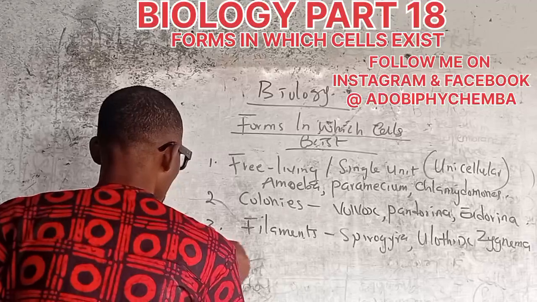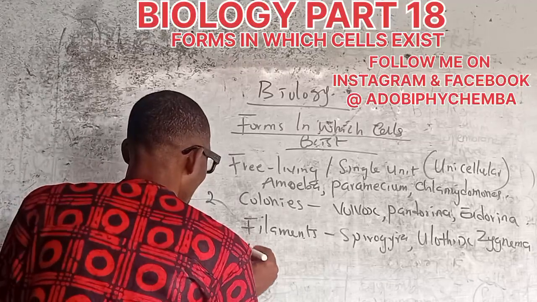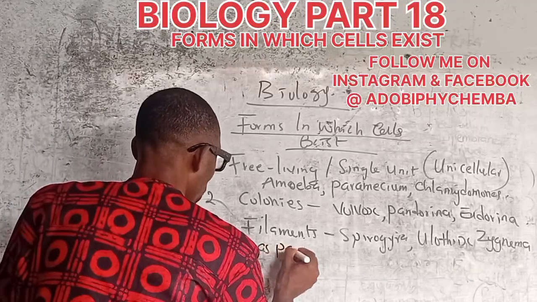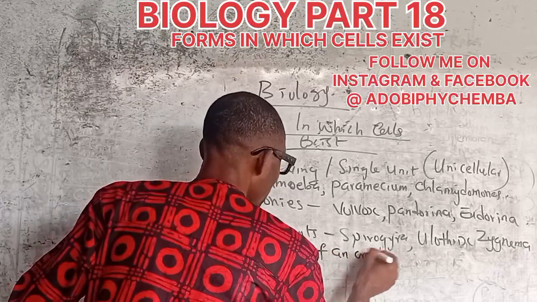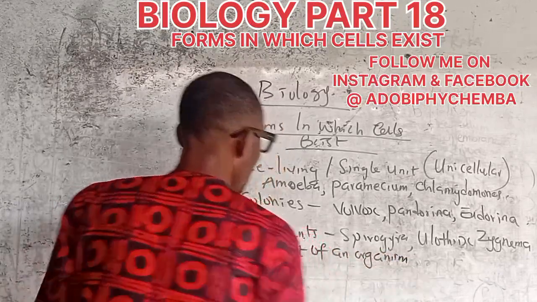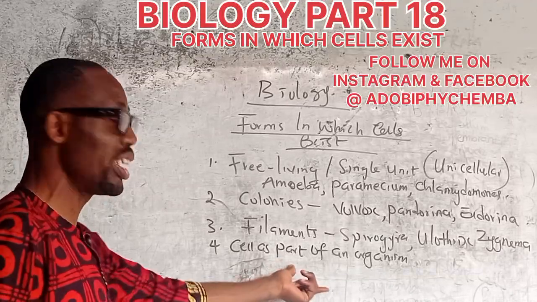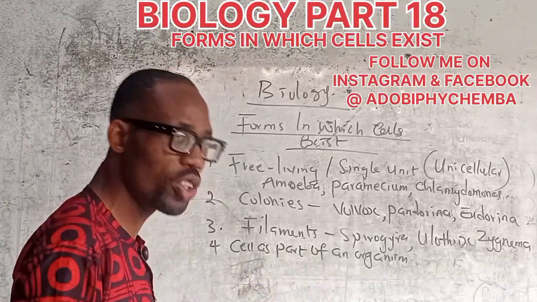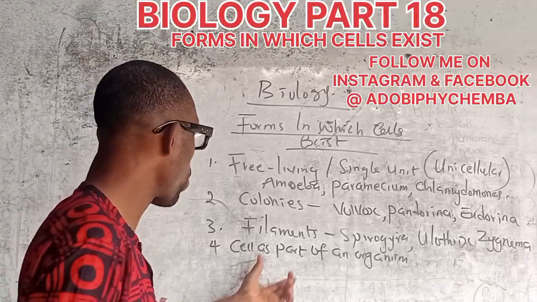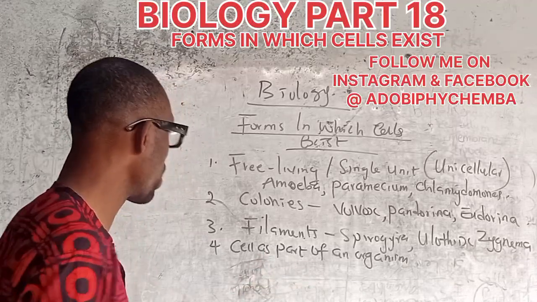The last but not the least, which is called cell as part of an organism. In this case, these cells here, they are interdependent. They must work together to help carry out life processes of this organism.